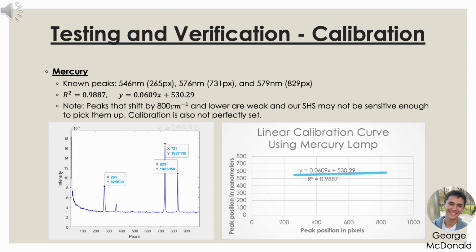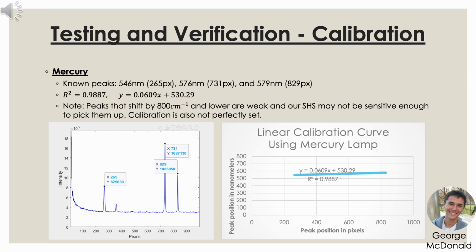So our known peaks when we measure mercury are 546, which corresponds in this case to about 265 pixels, 576 at 731, and 579 nanometers at the 829th pixel. When we have it set up like this, our R squared is about 0.9887, and the resulting linear calibration curve can be seen on the bottom right.